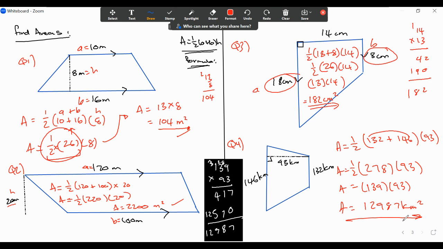So 139 multiplied by 93. And I made a mistake. This is not 7, this is actually 1. So this is 2. That's right. This is 2, and so 12927. That's the answer there. And that's what we've done. So 12927. That's what we want for this final answer here.